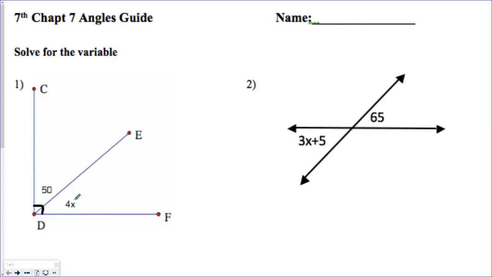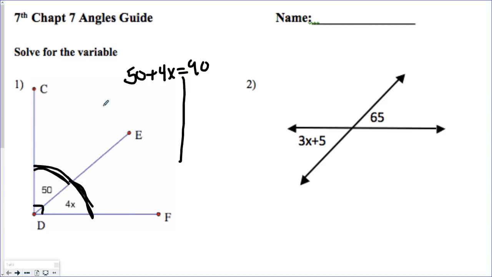Well, it doesn't tell me explicitly, but I know that if I take 50 and I add it to 4x, I get 90 degrees because these are both smaller parts of this big angle here. So that's what I would set up as an equation: 50 degrees plus 4x is equal to 90 degrees. I know that based on the geometry of it. 50 and 4x together would make one big 90-degree angle.